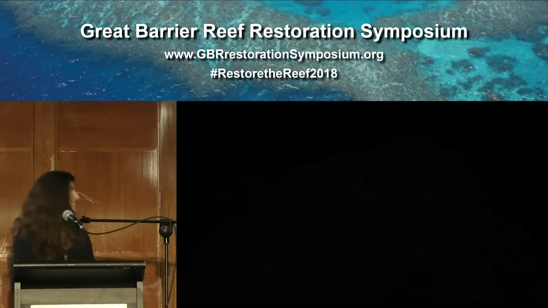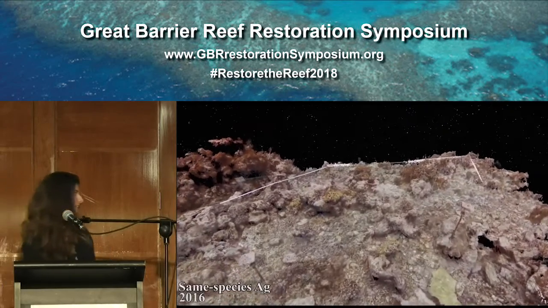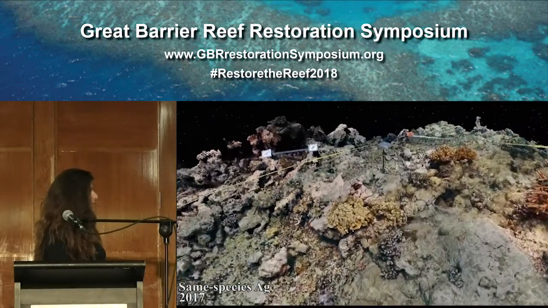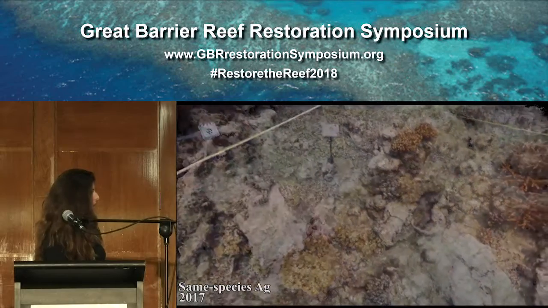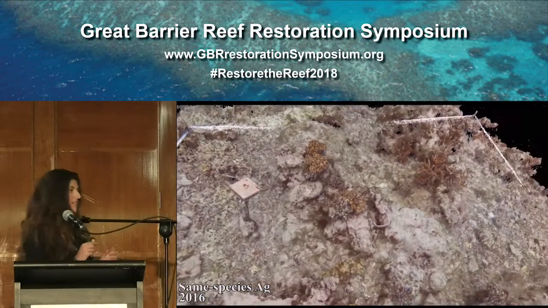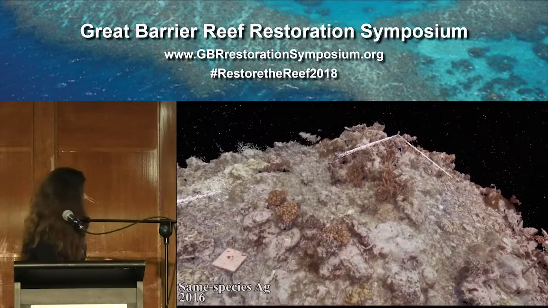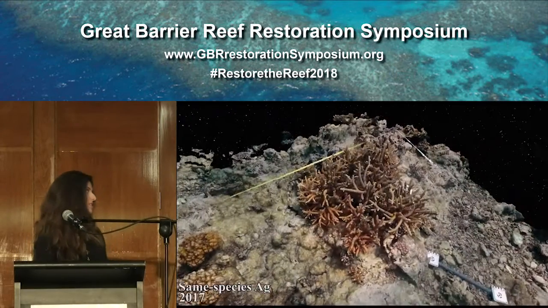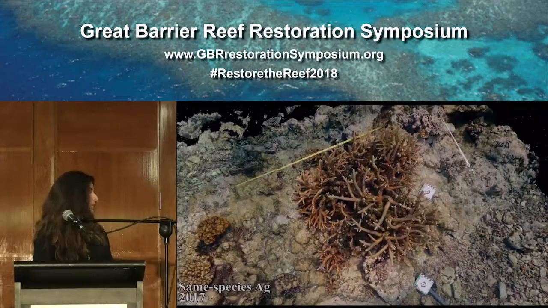So here we have the same species aggregate plot, 2016, now 2017. Here we have our Montipora, Porites, and Acropora. As you can see, the corallimorph invasion is quite minimal. You can't really see any right here. Additionally, we had a lot of increase in Acropora cover by 2017.